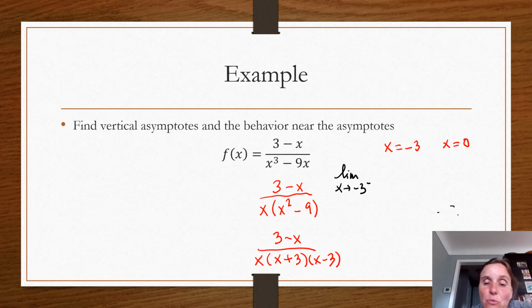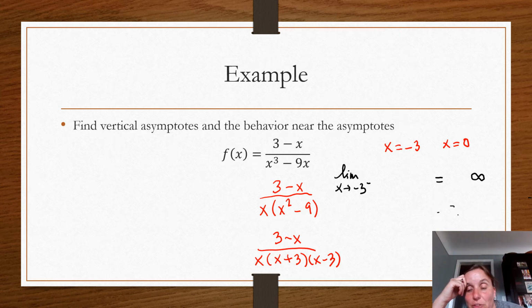First of all, I know for sure that if I plug in negative 3, I have 6 over 0. So I know for sure that I have some kind of asymptote. Really, all I care about at this point is, is it positive or is it negative? I know that my answer is going to be some kind of infinity. I just need to decide if it's positive or negative infinity. So that's my only goal here.